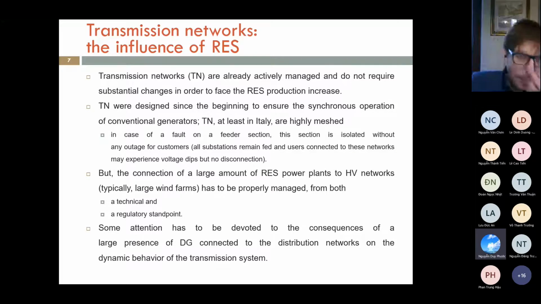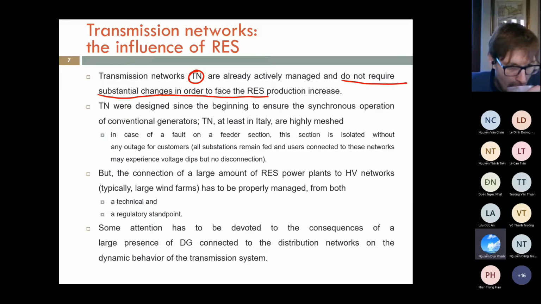Basically, the transmission network, okay, does not require substantial changing in order to face the RES. So from this first sentence, it seems that the transmission networks are already ready to host renewable energy sources. That's a good news, no? Okay, because basically we have already a power system that was not specifically designed for RES, but it's ready to host the new RES.